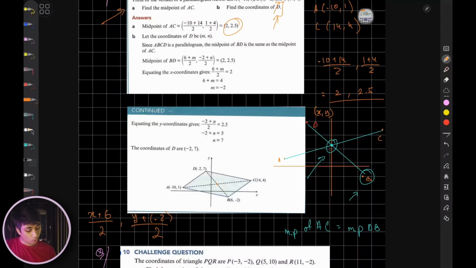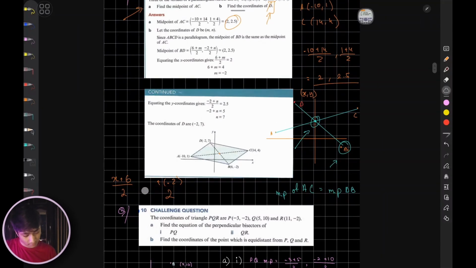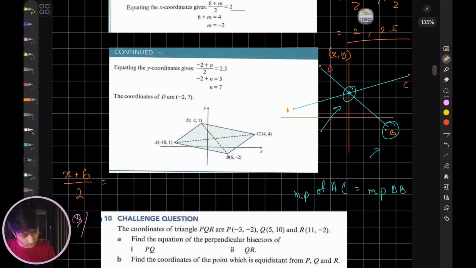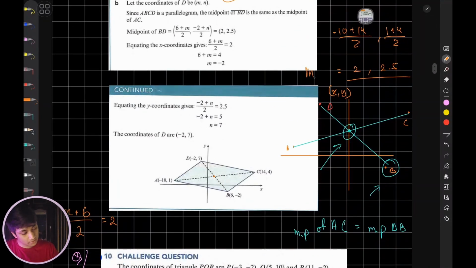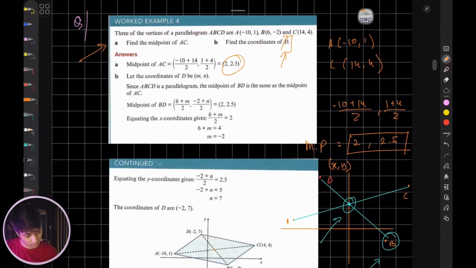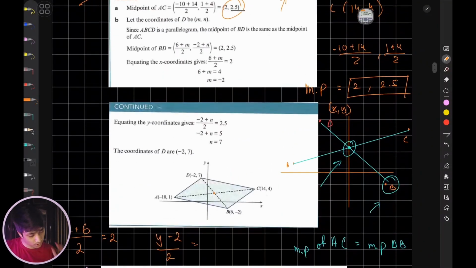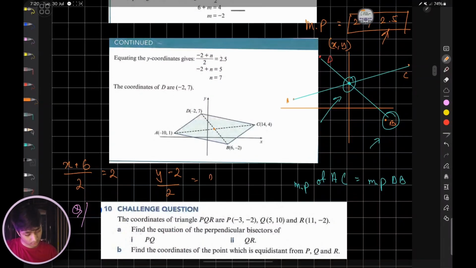Now, do you already know the midpoints? Yes, you do. So I can make this simpler and say X plus 6 divided by 2 is supposed to be 2, because you already know the midpoint. Similarly, Y minus 2 divided by 2 is supposed to be 2.5, because you already know the midpoint, 2.5.